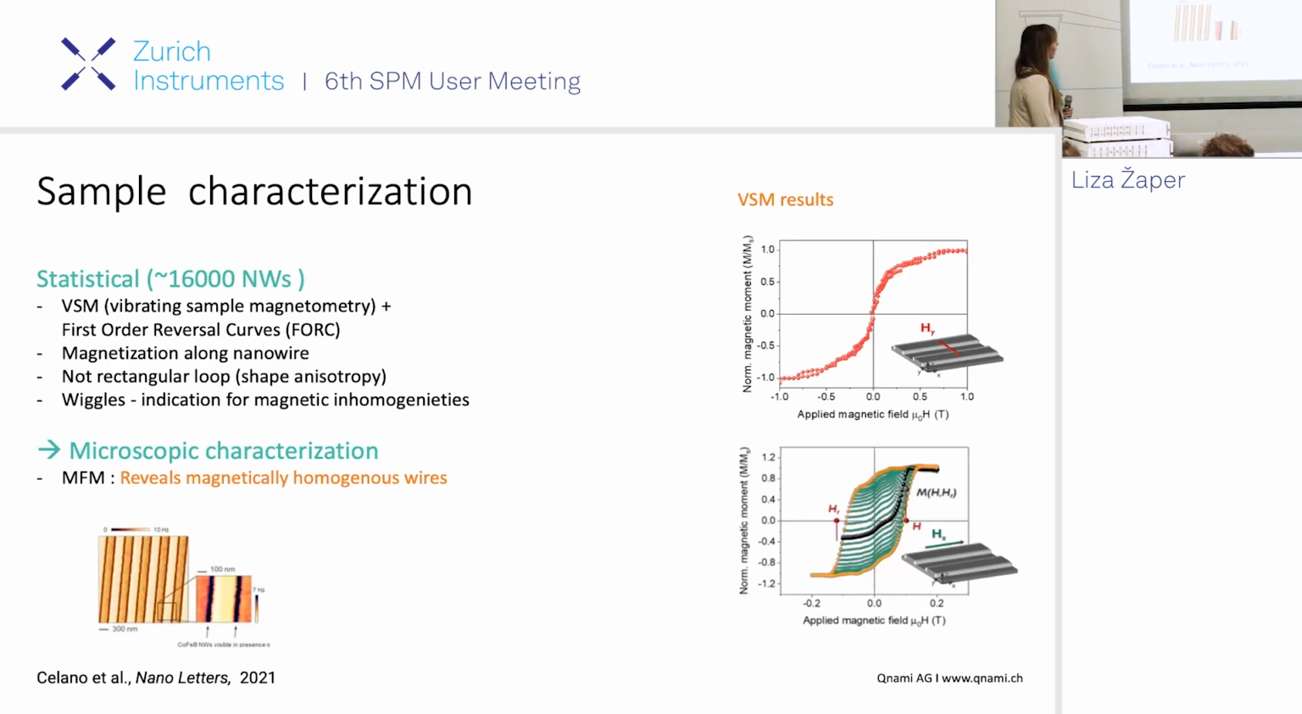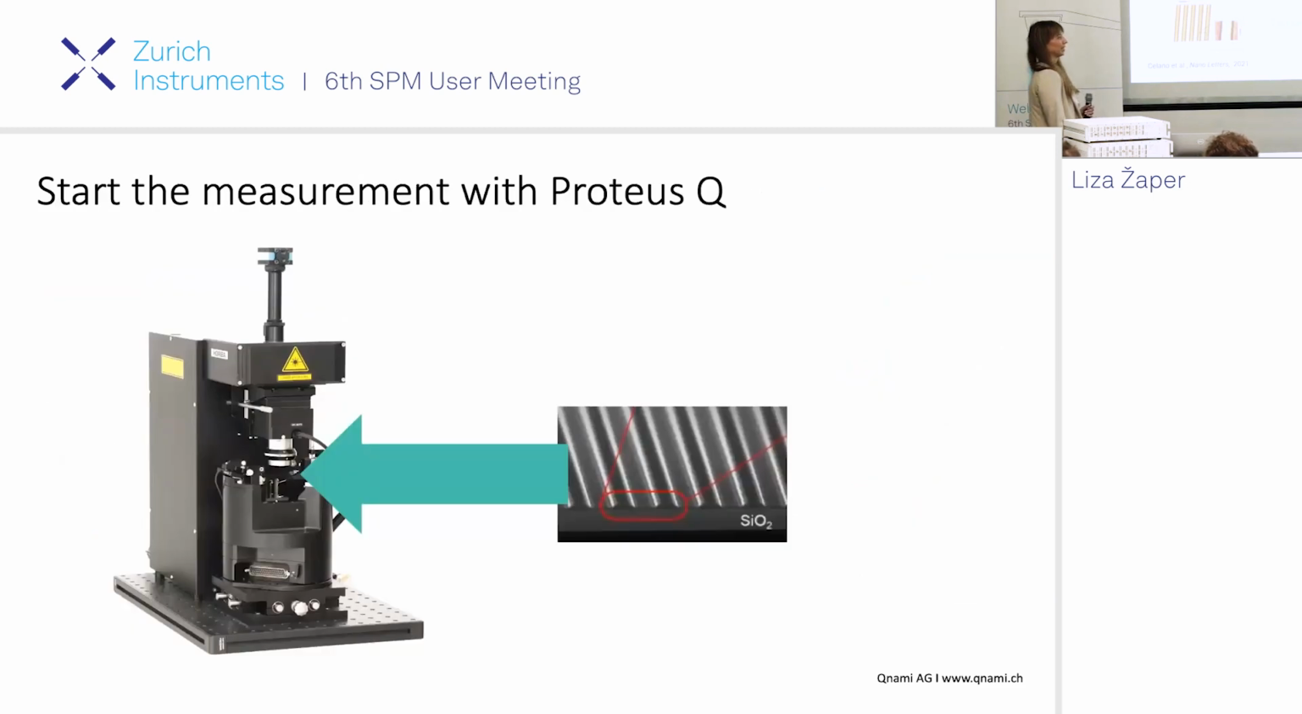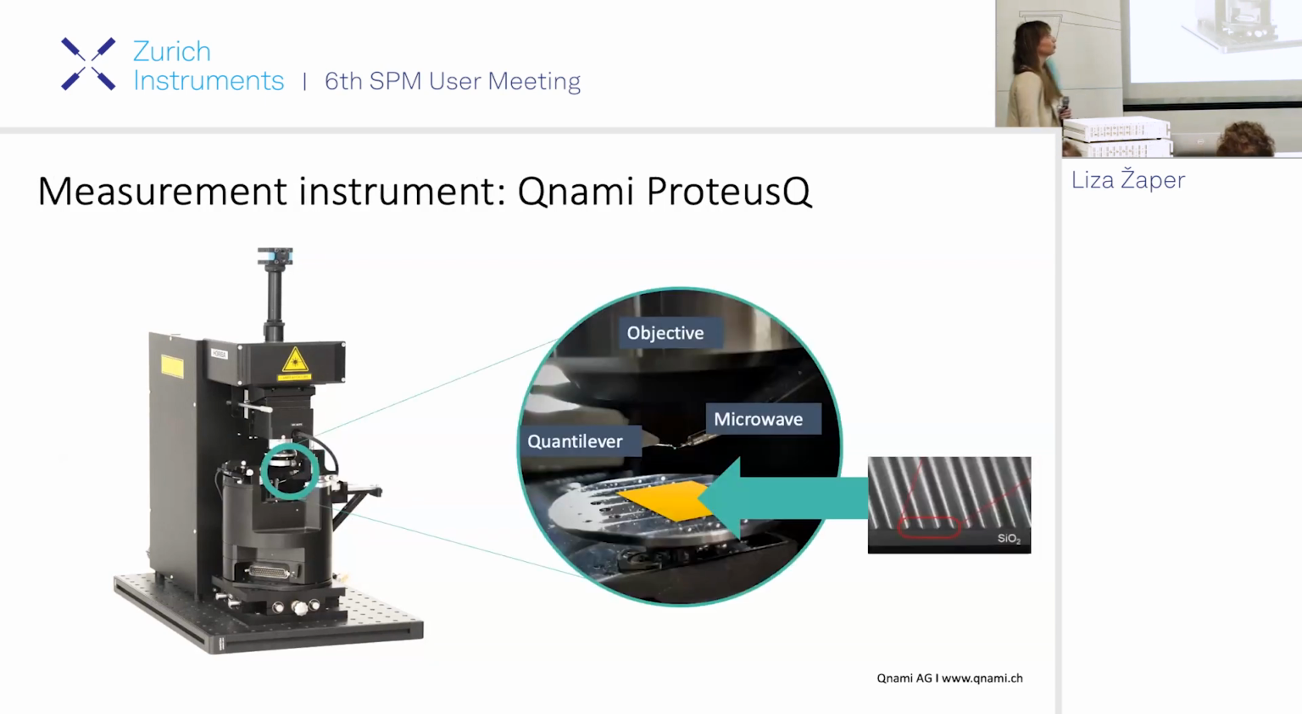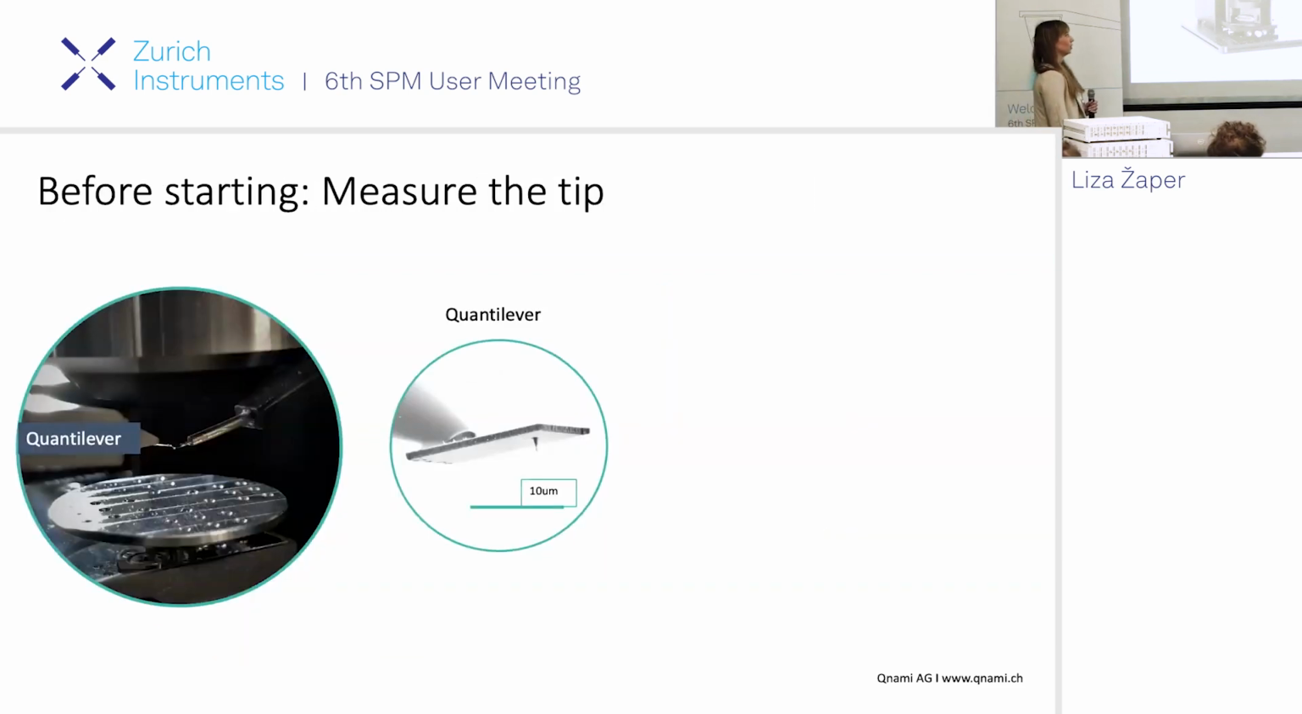But then when they had a look with a microscopic characterization technique, such as MFM, again, they saw magnetically homogeneous wires. And now the question that I would like to open is, can we see more with scanning NV magnetometry? But before answering this question, let me walk you through the process of the measurement using ProteusQ. So first we place our sample below the objective, the cantilever, and the microwave antenna.